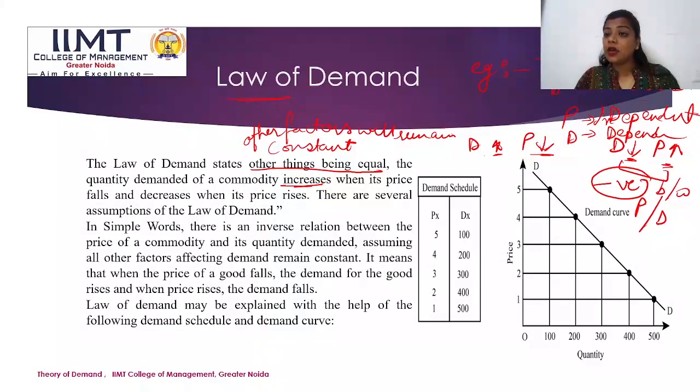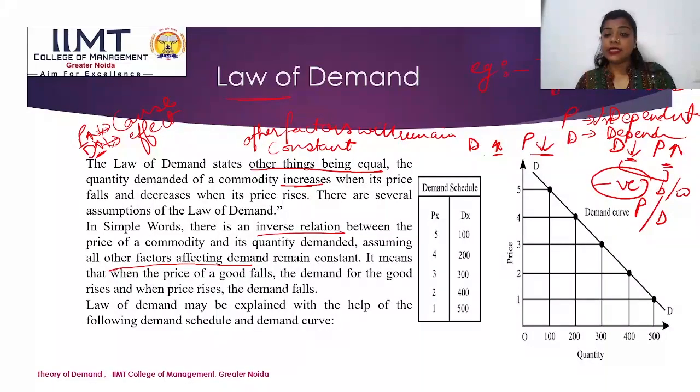So price here is the cause. And what is its effect? The demand is the effect. Due to the change in the price, the demand is affected. Demand will increase or decrease if the price decreases or increases. So in simple words, we can say there is an inverse relationship between the price and the quantity demanded, and we assume here that other factors remain constant.